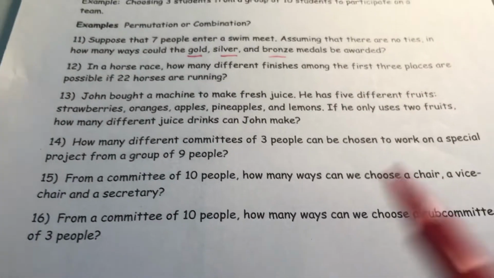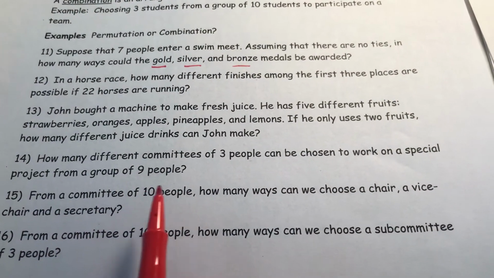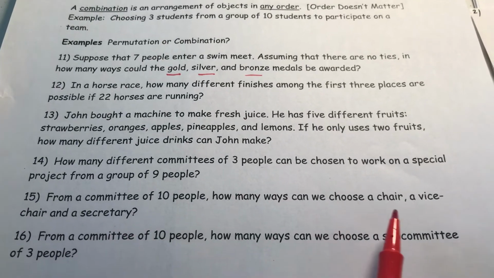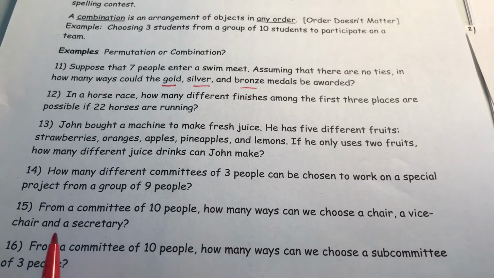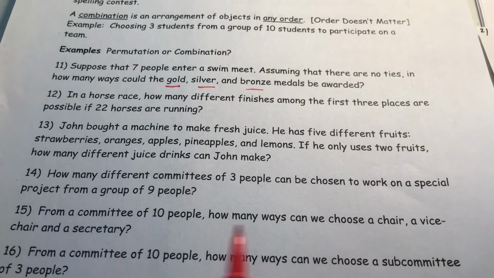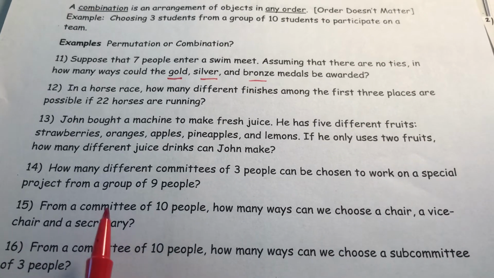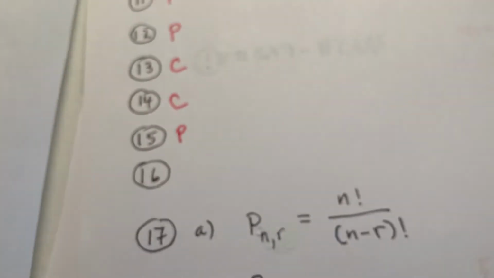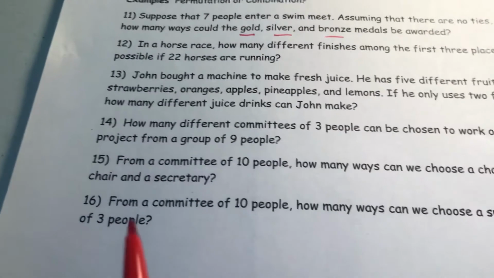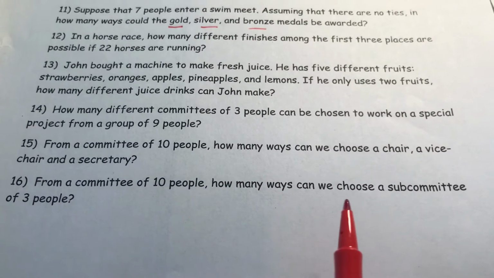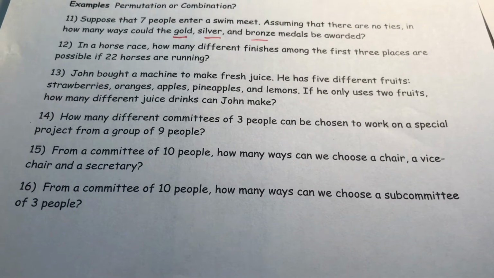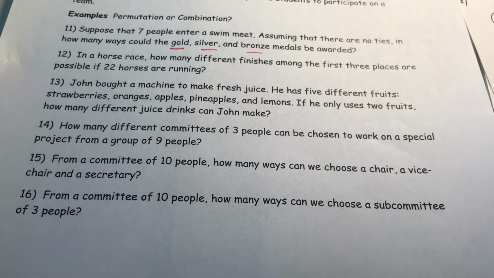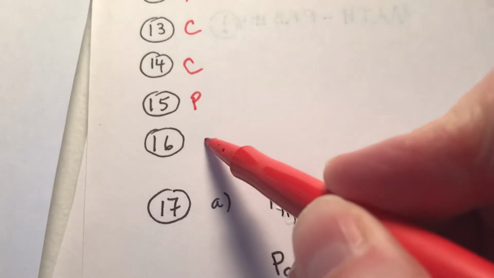Number 15. From a committee of 10 people, how many ways can you choose a chair, a vice chair, and a secretary? That's ranking. If somebody's chair or vice chair, that's like president or vice president, and a secretary, that is ranking. So that is a permutation. And the last one, number 16. From a committee of 10 people, how many ways can we choose a subcommittee of 3 people? Here it doesn't matter. There's no ranking. Any 3 is fine. So number 16 is a combination.